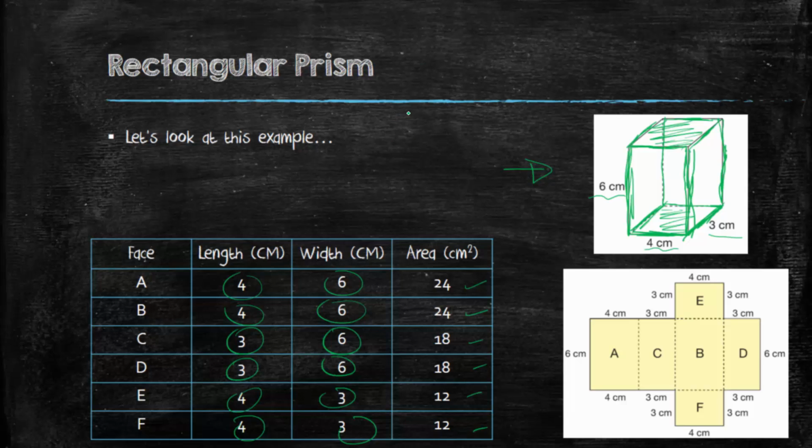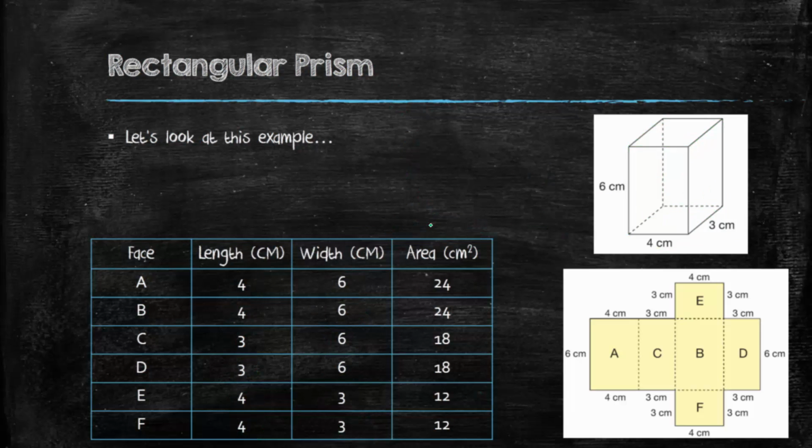Now if we were to add all of this, 24, 24, 18, 18, 12, 12, what do we get here? 4 plus 4 is 8, plus 8, 16, plus 8, 24, plus 2, 26, plus 2, 28. So 8, and we carry the 2. 2 plus 2 is 4, 6, 7, 8, 9, 10. Right? So the area of this particular figure is 108 centimeters squared. Cool? Let's do 2 more examples so we can really solidify our knowledge.